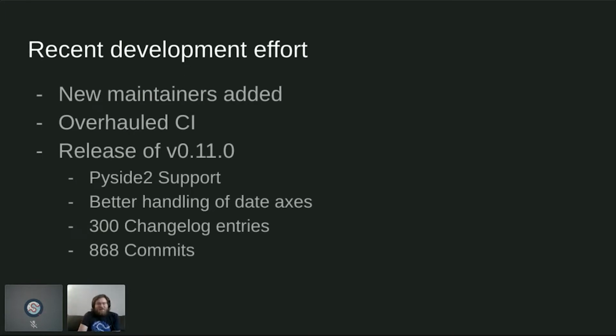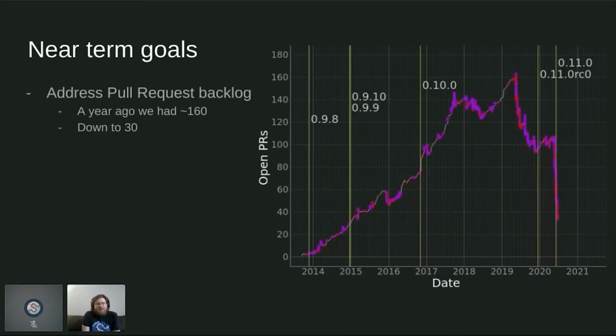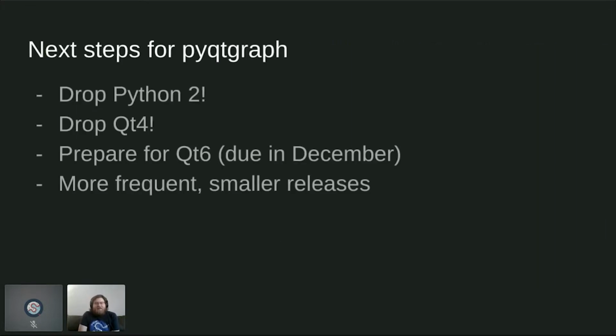We hope to get it out sooner than that in the future. So our near-term goals are to address our PR backlog. We've brought it down quite significantly. We were at about 160 a year ago, and now we're down to about 30. And then we're going to drop Python 2 and drop Qt 4 and prepare for Qt 6, which is due out in December. And from there, more frequent and smaller releases are on the horizon.